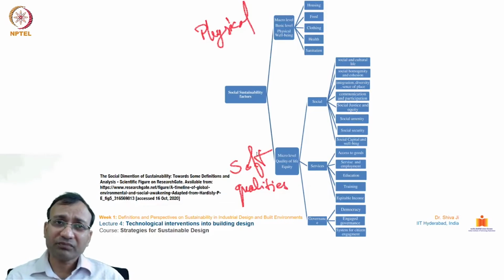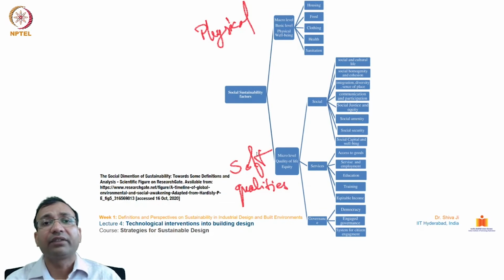So how the social and cultural life of a society can be designed for progressive movement in the forward direction, how social homogeneity and cohesion can be advanced, how participation can be increased, how cultural exchange and communication exchange can be enhanced in the society, and how people from diverse backgrounds can be integrated on the same platform. This is also one of the very important factors for social sustainability.